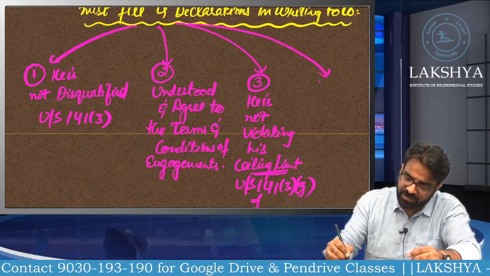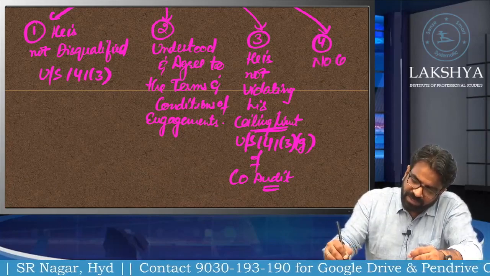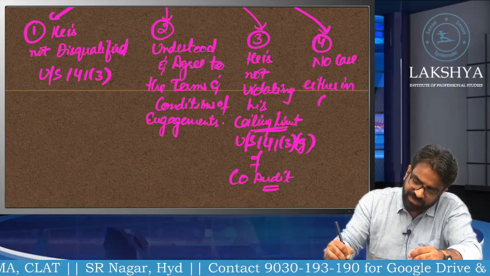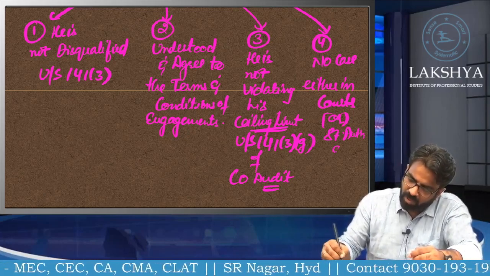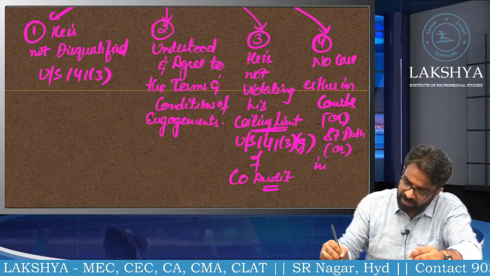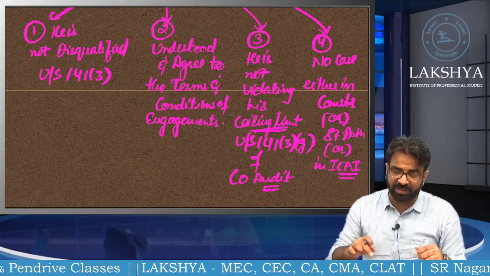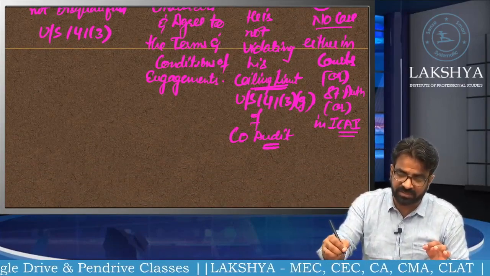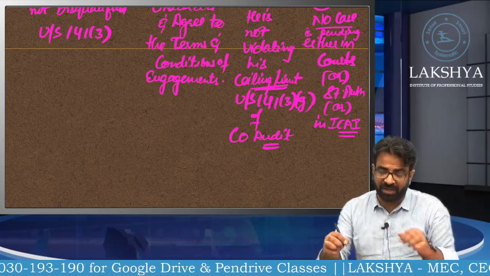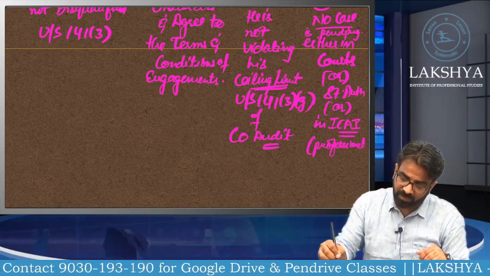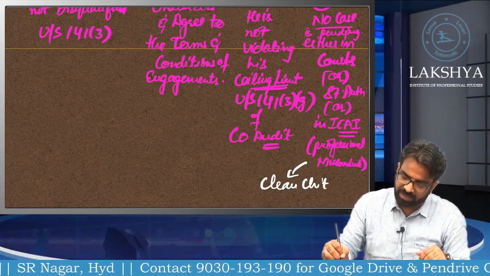Sir, what is the fourth declaration? The fourth declaration is that no case is pending, either in courts or in any statutory authority, or in ICAI, our temple ICAI. You know that in professional ethics, if you are guilty of professional misconduct, a case will be filed against you. Basically, in the fourth point, the statutory auditor is telling the company, sir, there is no case against me. No case is pending against me, either in courts or statutory authorities or ICAI, relating to any kind of professional misconduct. So basically, I'm saying that I am a clean chit person, a clean fellow. Are you getting the point?